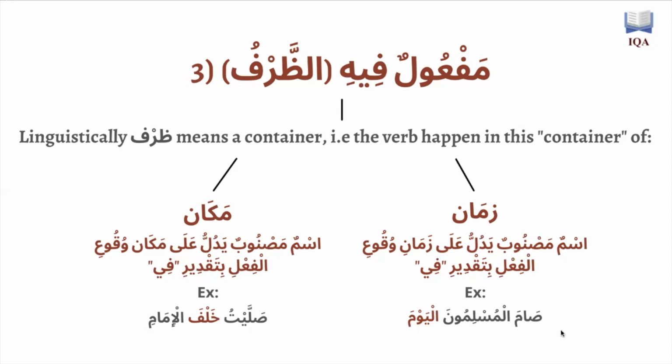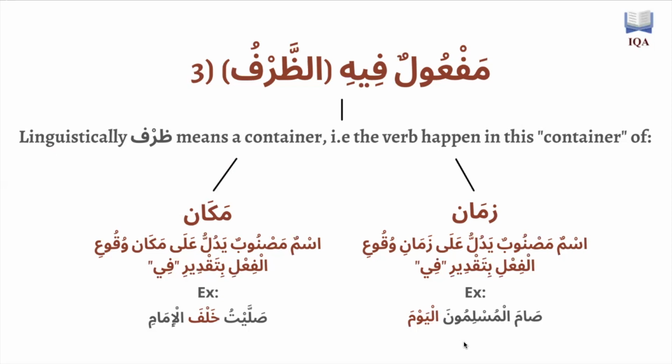So say, for example, صام المسلمون اليوم. The Muslims, they fasted. Okay, in what container of time? اليوم, today. So اليوم is an ism, it's mansub, fatha, and it's indicating وقوع الفعل, the time within which the action took place. And we assume that before اليوم there's في. يعني صام المسلمون في اليوم. The Muslims, they fasted اليوم يعني today, يعني in this day.